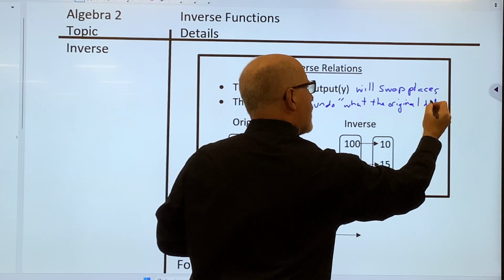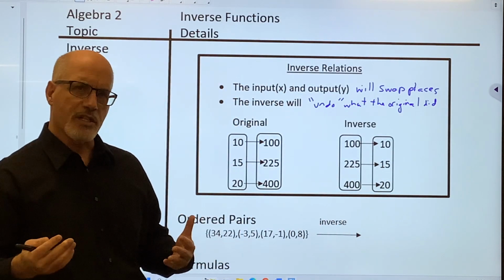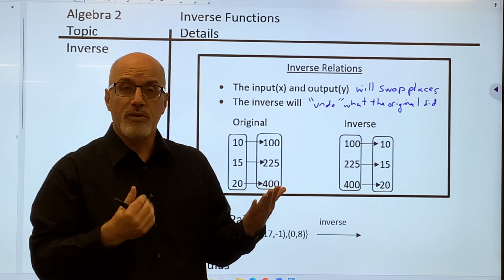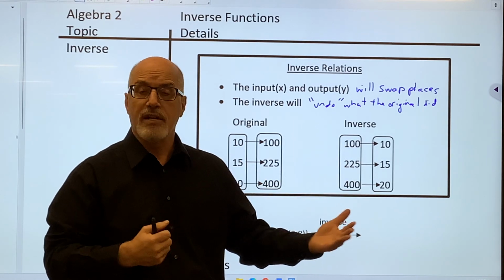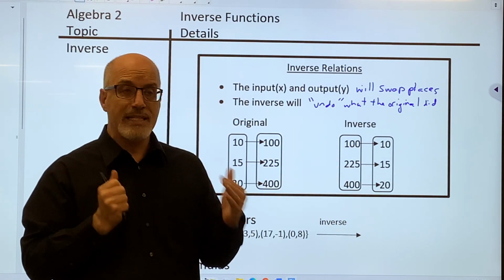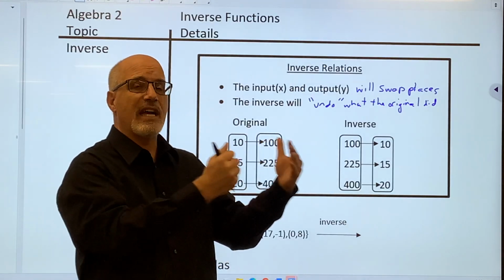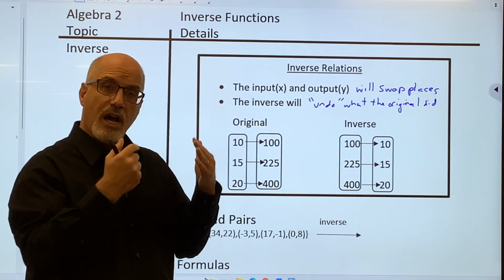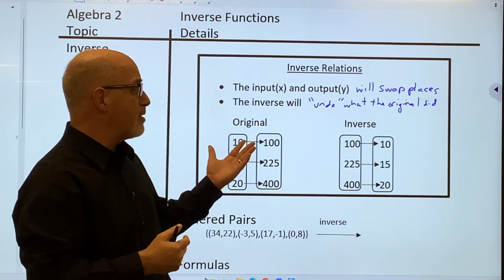Now, we know a lot of inverse functions. For instance, if we add 5, to undo that we would subtract 5. If we multiply by 10, to undo that we divide by 10. Those are inverses when it comes to operations. We want to do the same thing with this.